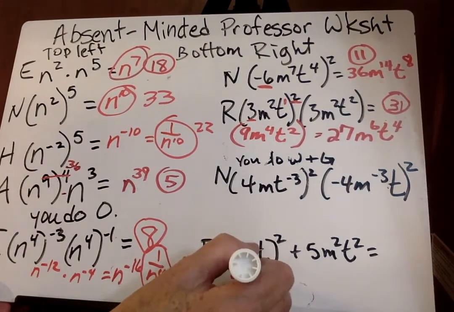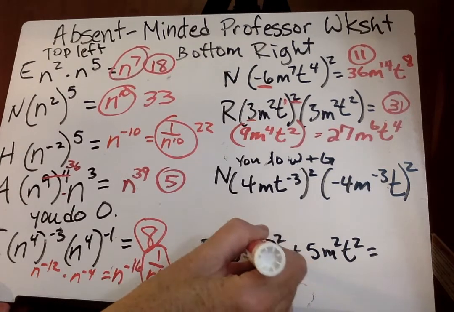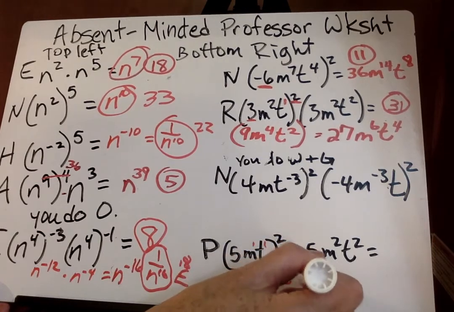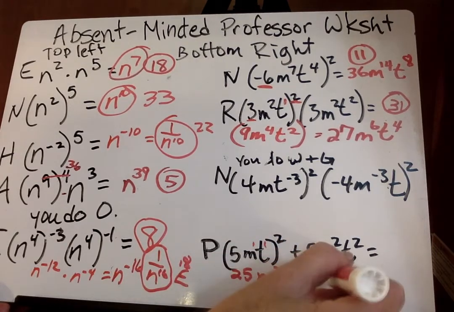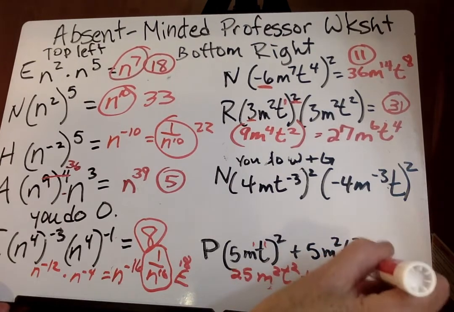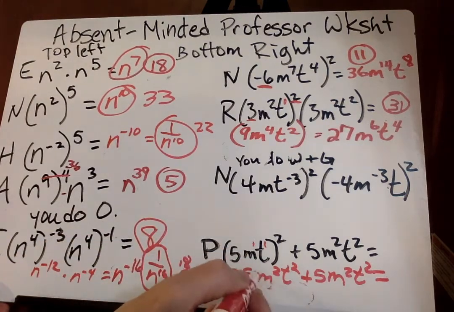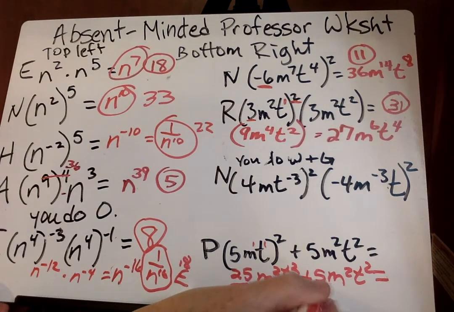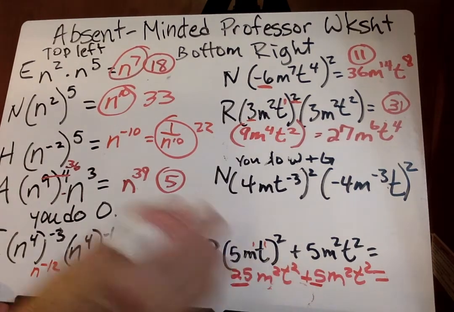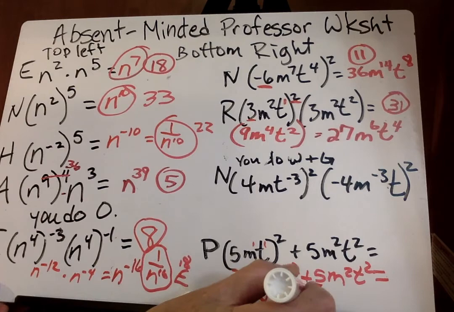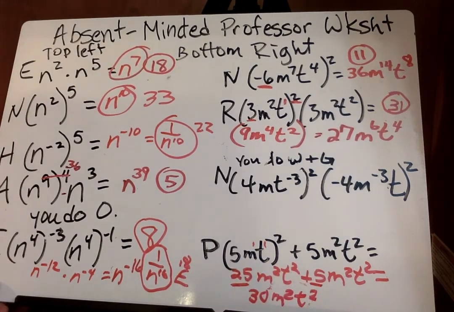5 squared is 25. And both of these have 1, and we're multiplying. So m squared t squared plus 5m squared t squared. Now, we haven't been adding things, I don't think, up to this point. But if they're the same variables to the same powers, we can go ahead and add them. There's 25m squared t squared and a 5m squared t squared. So I'm going to combine those two and get 30m squared t squared. Okay? All right, students, I'll let you get the rest of this. You rock.